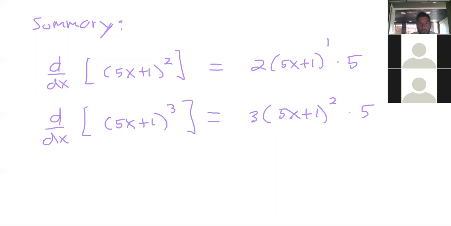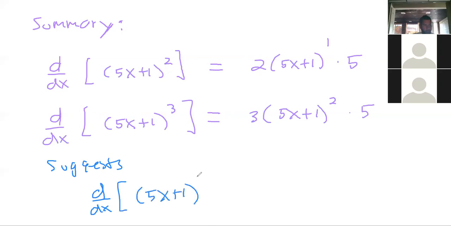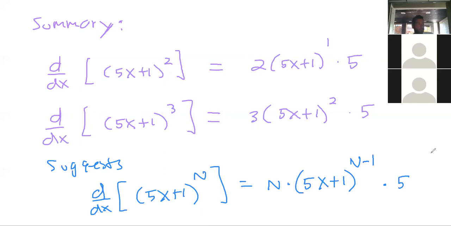So what this suggests, and it turns out to be true, is that if you were to take the derivative of, say, 5x plus 1 to any power n, this derivative would be n times this quantity raised to the n minus 1 times 5. So one of the things we love about mathematics is it's all about recognizing patterns and shortcuts and understanding general things.